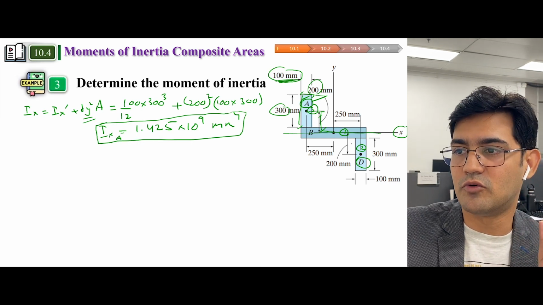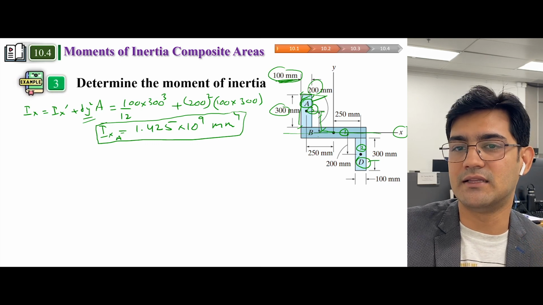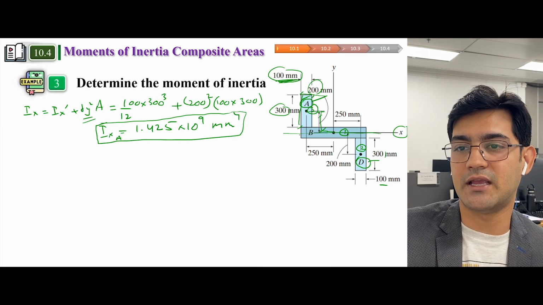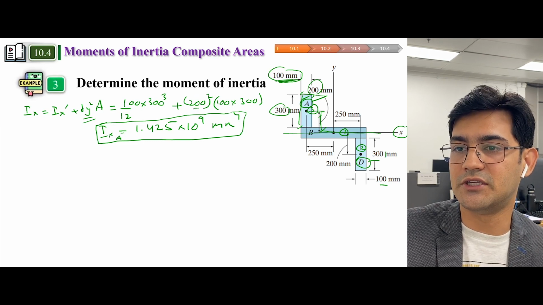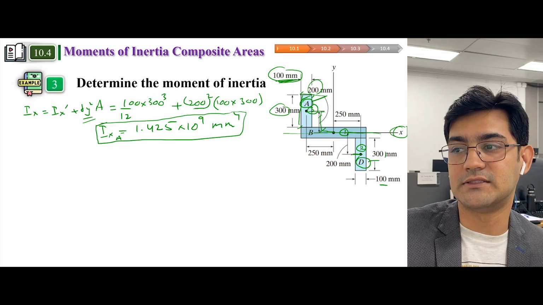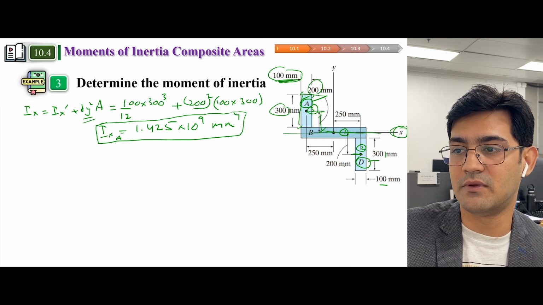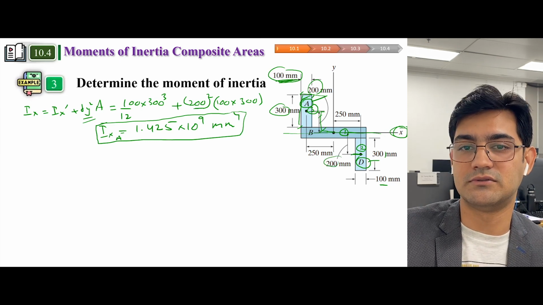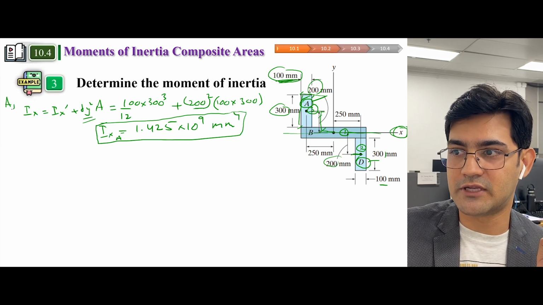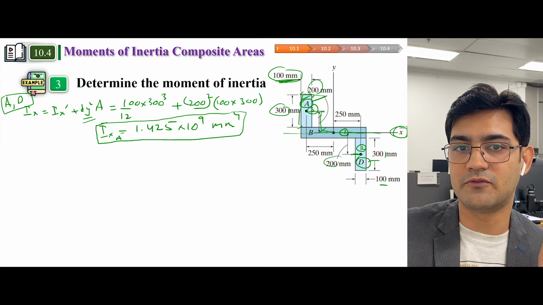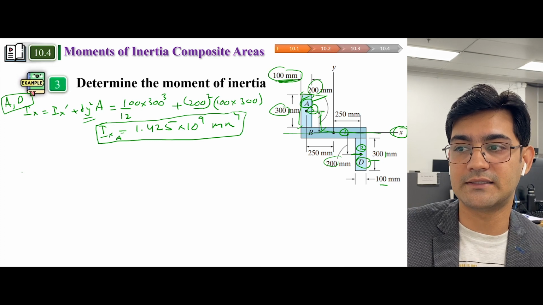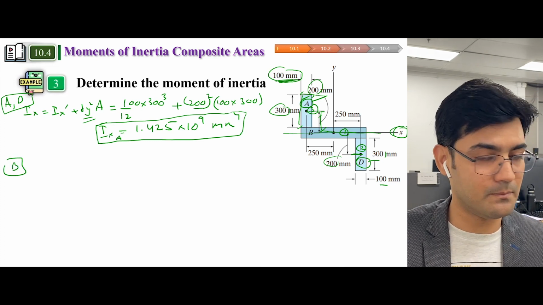Now if you want to calculate the moment of inertia for segment D, it would be exactly the same, because B is the same, H is the same, the area is the same, and also the distance dy, from the centroid of this to the axis we want to calculate the moment of inertia about, is also 200, so it's the same. So for segment A and segment D, the moment of inertia along the x-axis is the same. Now we will calculate the moment of inertia along the x-axis for segment B.